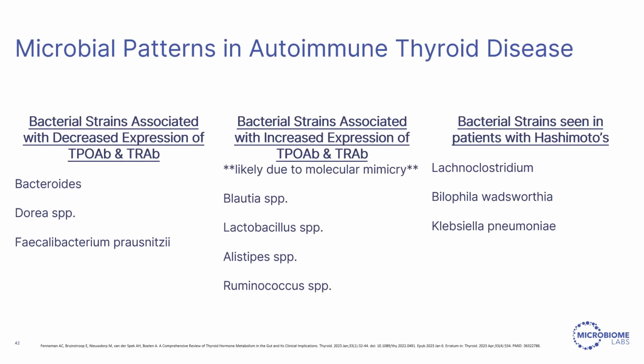There are a number of microbial patterns in autoimmune thyroid disease. Let's look at some of the bacterial strains that are associated with increased or decreased expression of different antibodies associated with autoimmune thyroid disease. We see here on the left that the bacterial strains associated with a decreased expression in TPO and thyroid receptor antibodies include Bacteroides, the Dorea species, and Faecalibacterium prausnitzii.